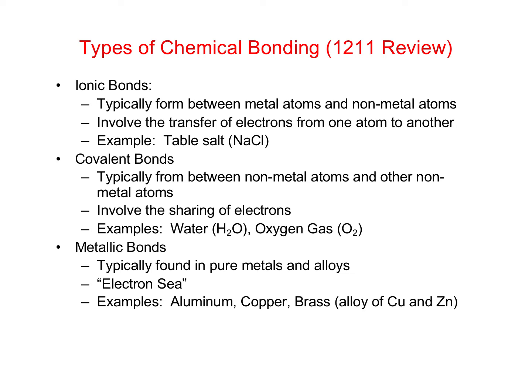And then the third type of bonding we don't talk a whole lot about, but it's good to review it a little bit. Metallic bonds are typically formed in pure metals and alloys. So an alloy is a mixture of different types of metal atoms. For example, brass is a combination of copper and zinc atoms. The way we describe the bonding in metallic bonds is the electron sea model. So the valence electrons in the metals are not particularly tightly held by those atoms, and so they're able to move around in sort of a sea of electrons in between the metal atoms.